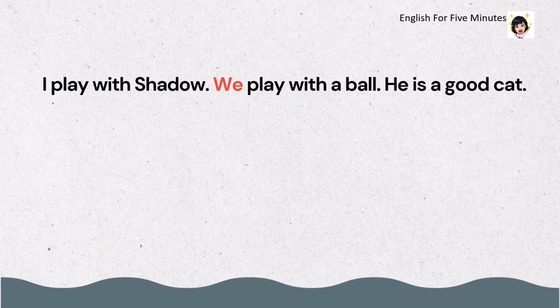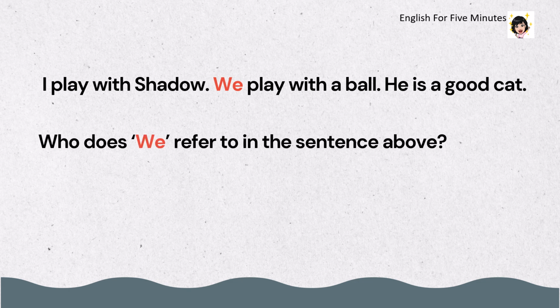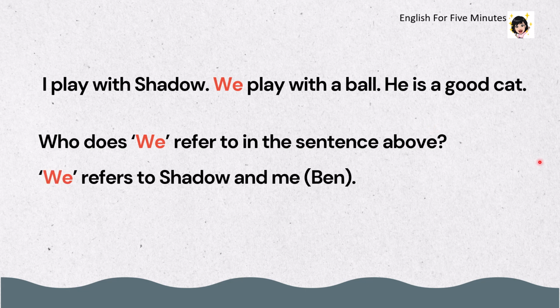I play with Shadow. We play with a ball. He is a good cat. So, who does we refer to in the sentence above? We play with a ball. Can you guess? We refers to Shadow and me, or Ben in the story. I is Ben, right? So Shadow and me, or Shadow and I.